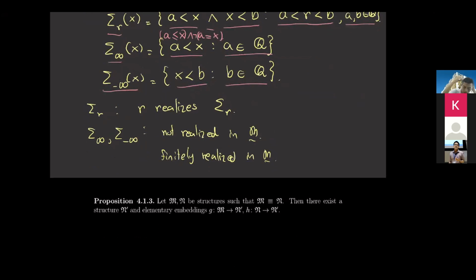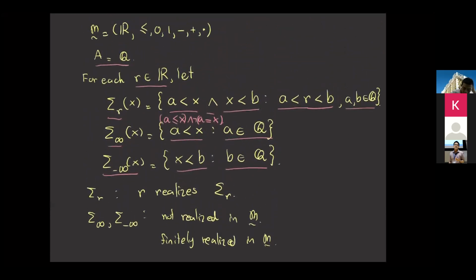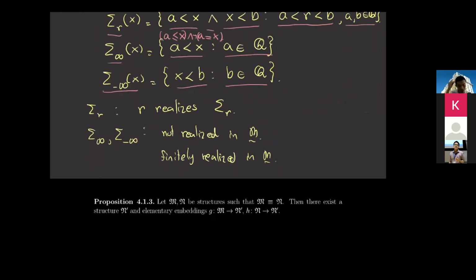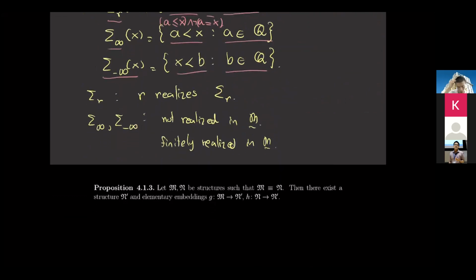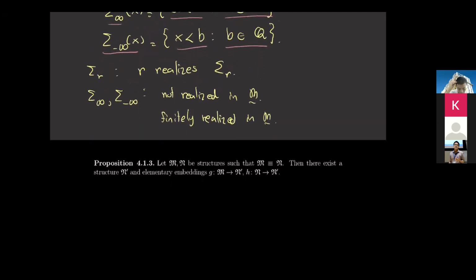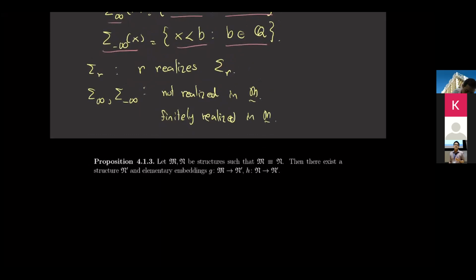Now actually, when you think about types, this is the semantic point of view of types, right? And we also have the syntactic point of view of types. Actually, these two have some connection. In order to see that, let me introduce a proposition here. Let M and N be structures such that M is elementarily equivalent to N. Then there exists a structure N prime into which you can embed both M and N, right?